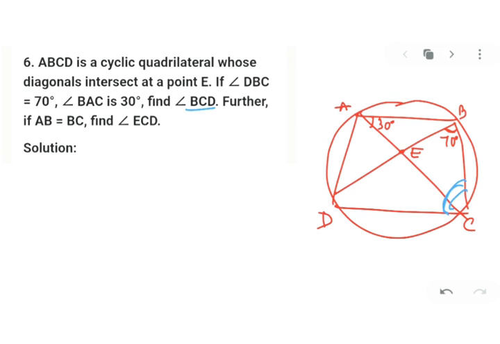Further, if AB is equal to BC, find ECD. AB is equal to BC, you have to find ECD. E, C and D. So this angle.